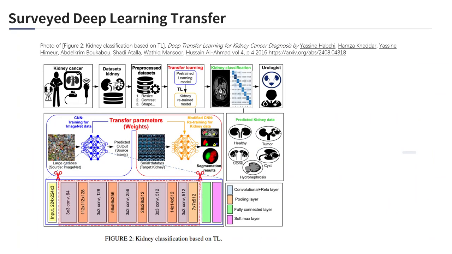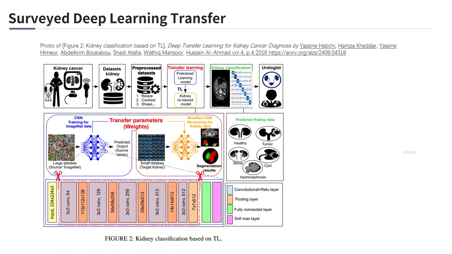So this was an image that was in the survey for the Journal for Deep Transfer Learning and Kidney Cancer Diagnosis. I thought the authors did an excellent job. Yassine and the other authors created this image, and I'm giving them credit for it because it was a very good display of the transferred parameters or the weights, right?